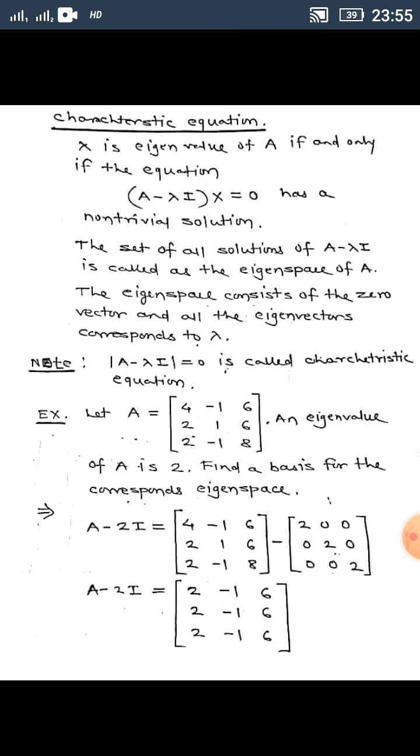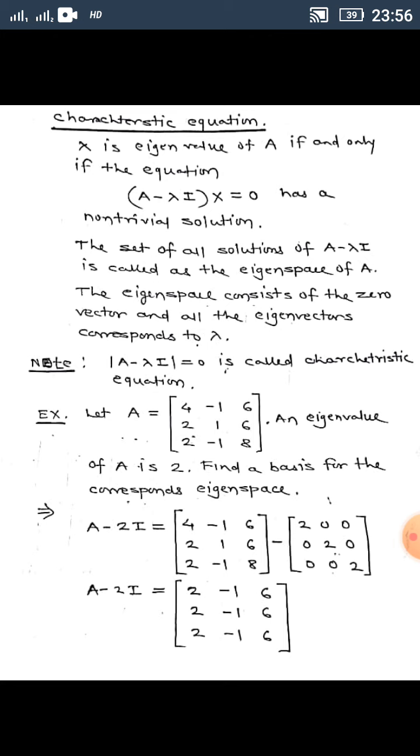Example, let A be the matrix 4, minus 1, 6; 2, 1, 6; 2, minus 1, 8, that is a 3 by 3 matrix, and an eigenvalue of A is 2. Find a basis for the corresponding eigenspace. We have to calculate the basis here. So first we consider A minus 2I, because lambda is 2 as given in the example.